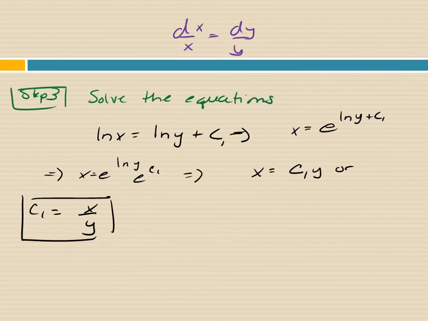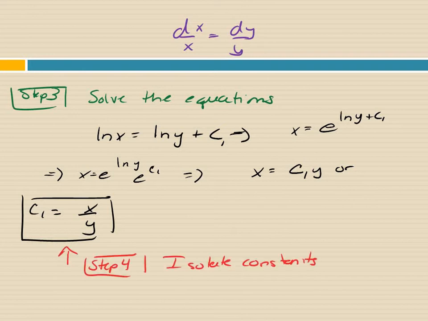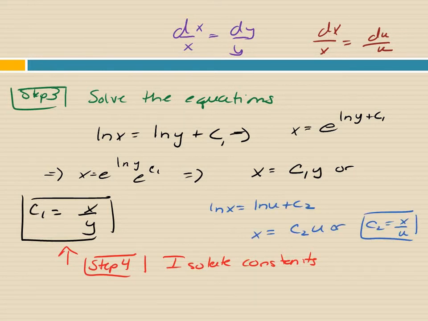So you get natural log x equals natural log y plus c1, and we've done this already, c1 is equal to x over y. And step 4, if you recall, was to isolate the constants. And I put the equations back at the top so you can see them. The next thing you could do is set up the dx over x and the du over u. So you get the same set of equations, where c2 is x over u.